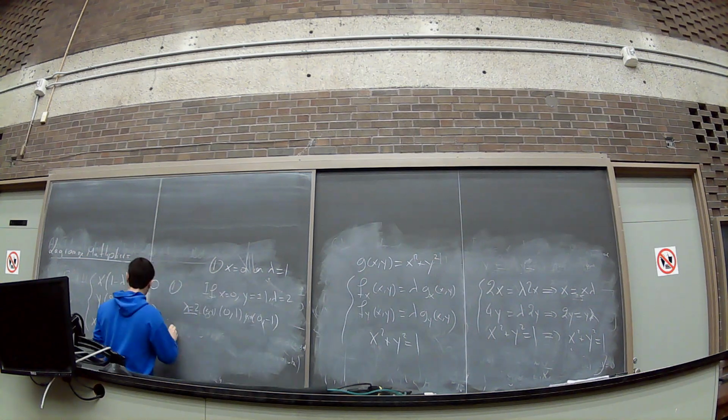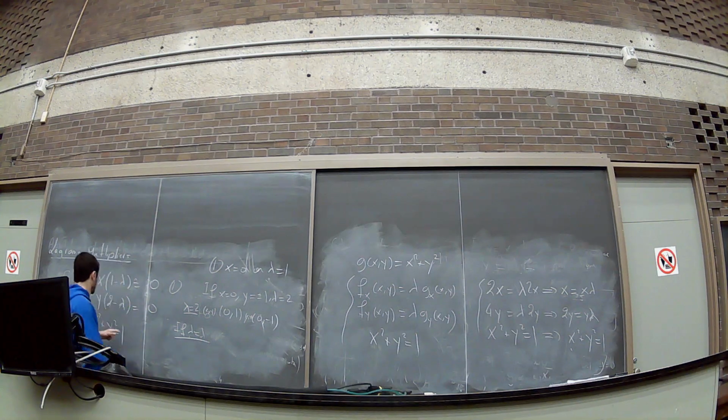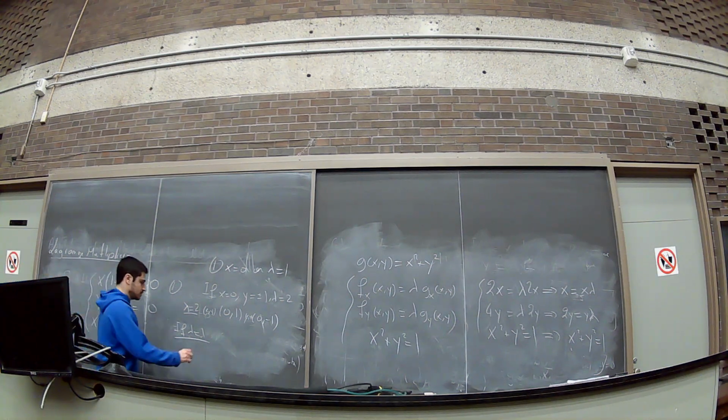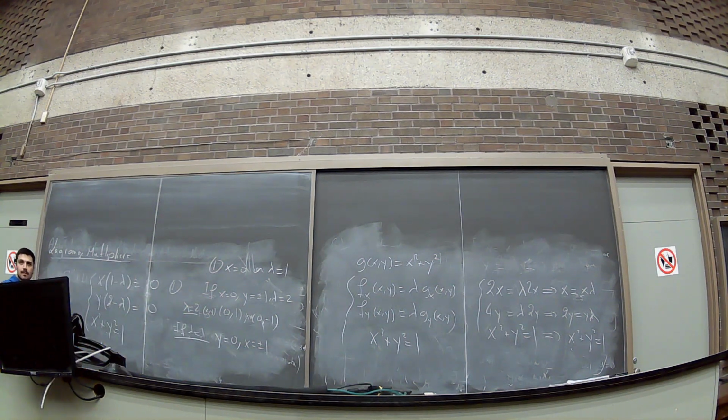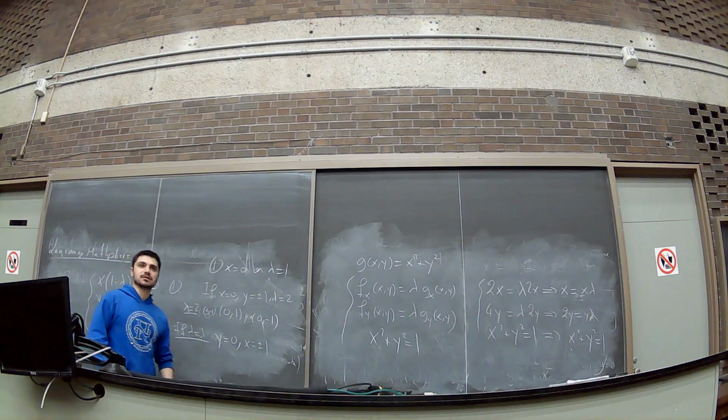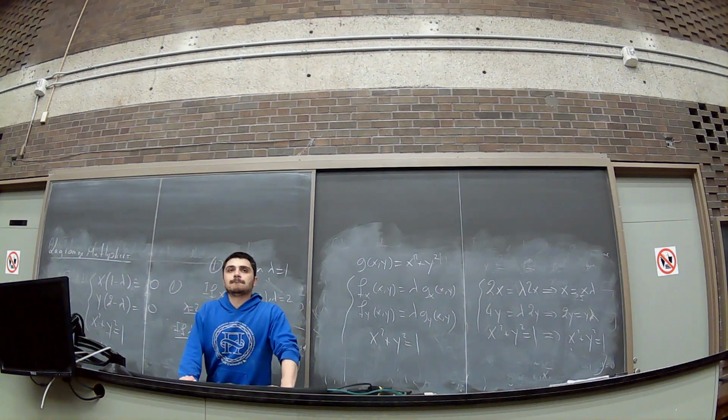Now, if lambda is equal to 1, what is the value of y? Y times 2 minus lambda is equal to 0. So y times 1 is equal to 0. Y is 0. And x is equal to plus or minus 1. Did you expect this? Did you expect that you get a point and it's negative or no?